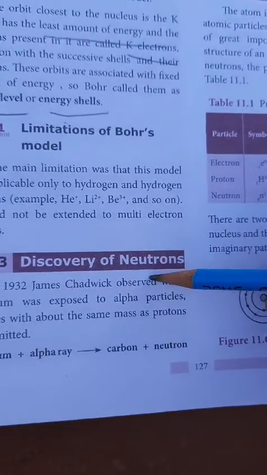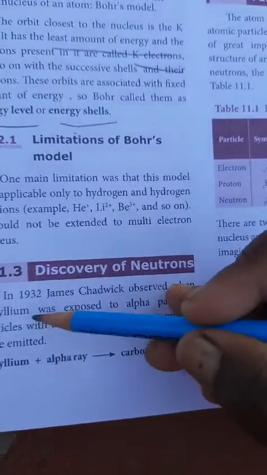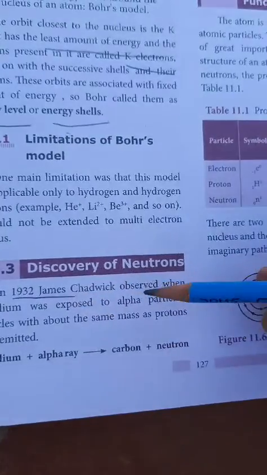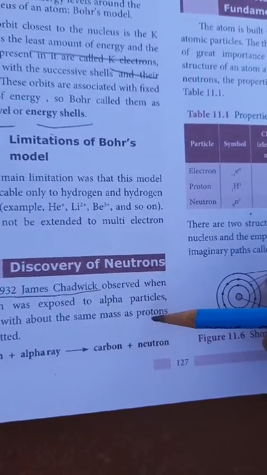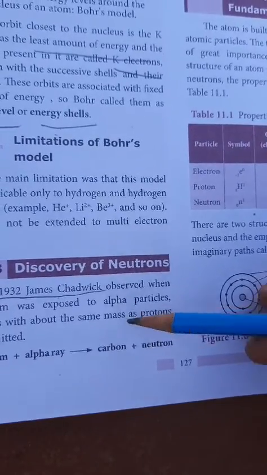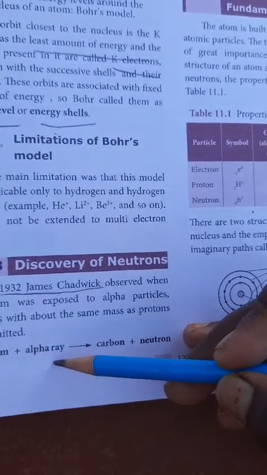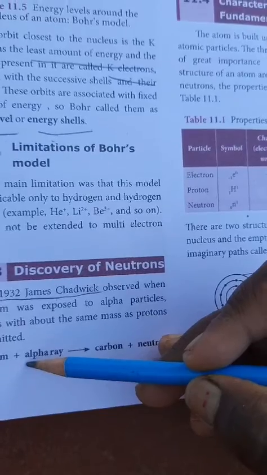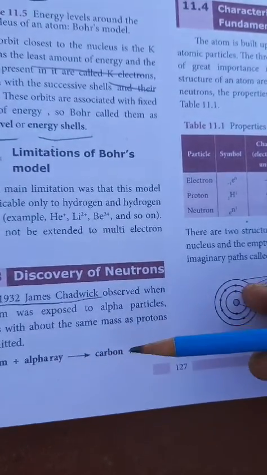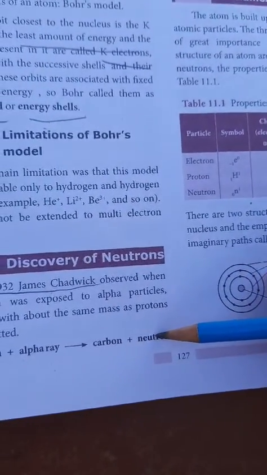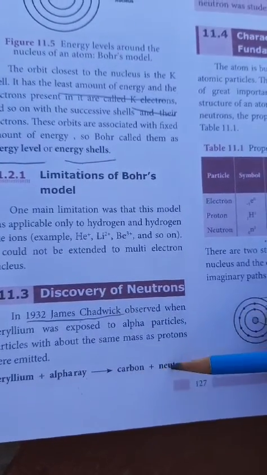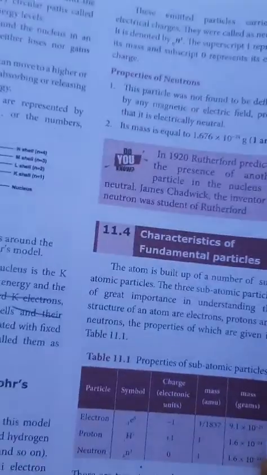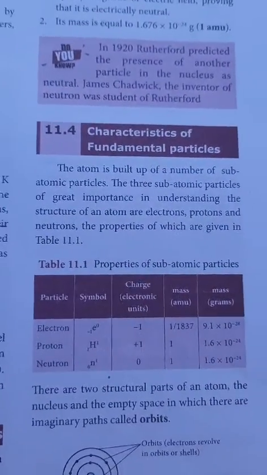Then the discovery of the neutron in 1932. James Chadwick observed beryllium exposed to alpha particles. Beryllium plus alpha rays reacts to give carbon plus neutrons. These emitted particles carried no electrical charge.